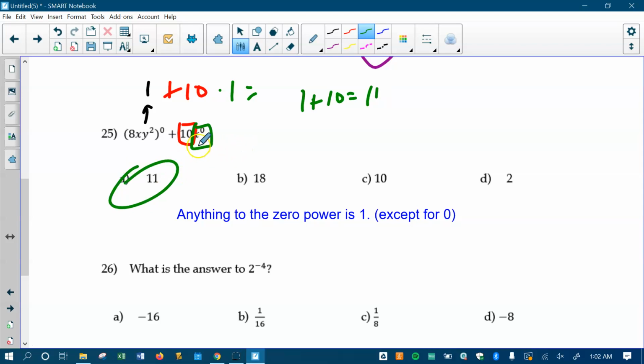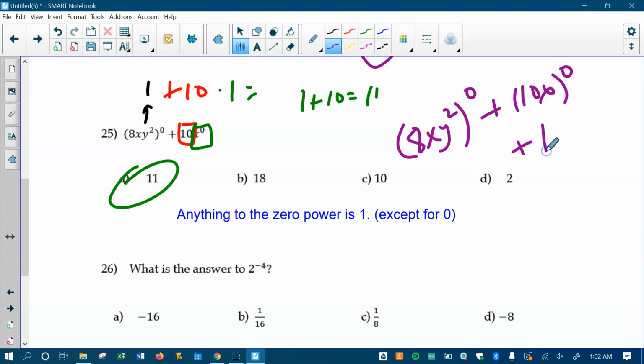Again, the reason it's not a 1 plus 1 here is because here is how I would get the answer of 2. If I had something like this, 8xy squared to the 0 plus 10x to the 0, well, each of these would be a 1, and then I would get 2. So notice again, watch the parentheses.